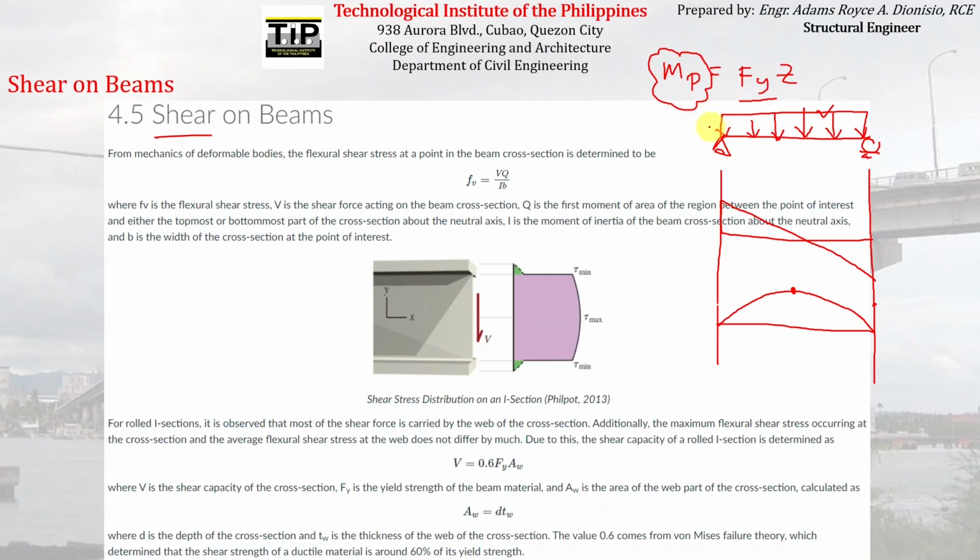So for this topic, we will now move on to the next effect that we have to consider whenever we design flexural members, which is the shear effect. We will focus here on the shear effects that are induced inside a flexural member. From mechanics of deformable bodies, the flexural shear stress at a point in the beam cross section is determined to be equal to this. This is the formula for finding the shear stress along any point on the cross section of a beam.